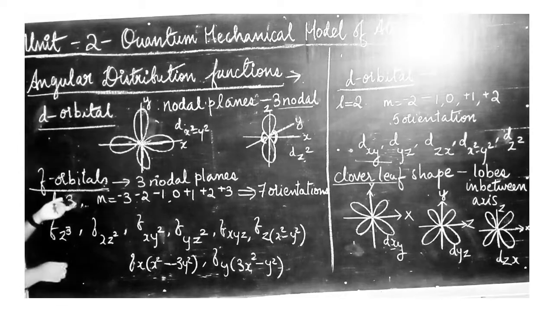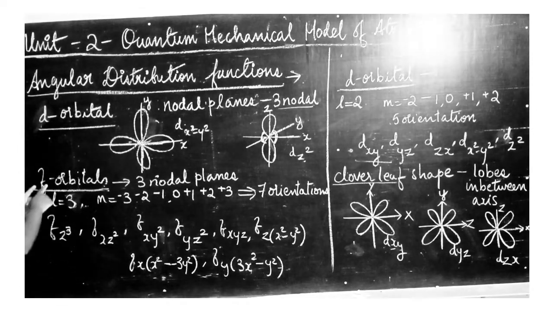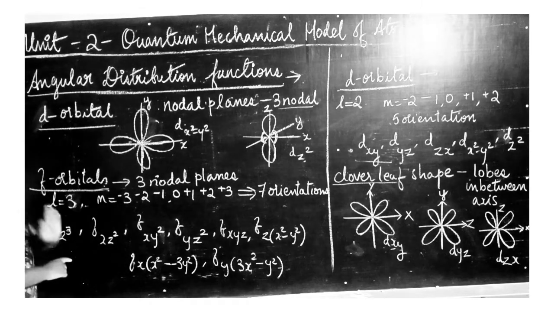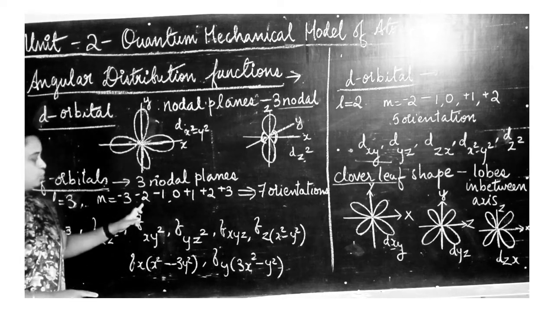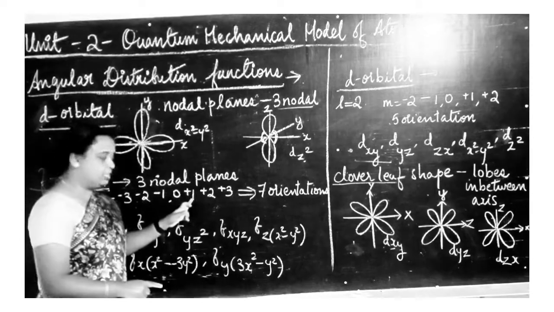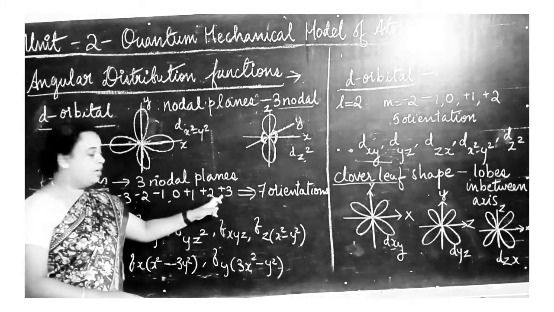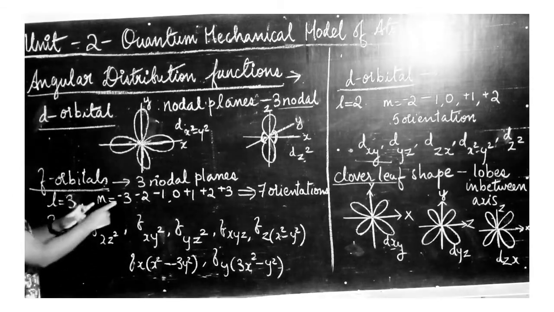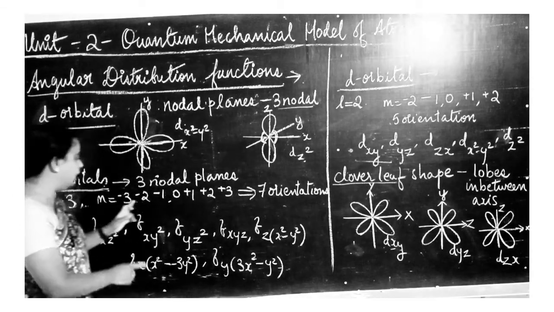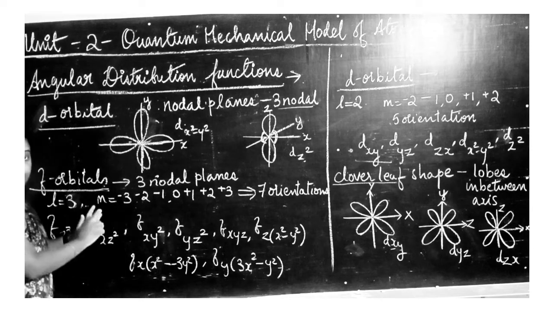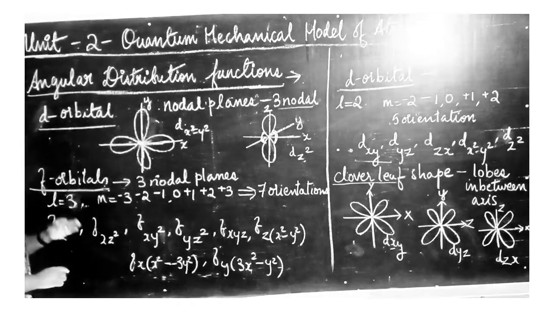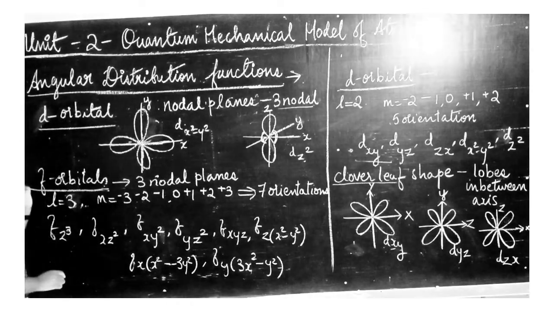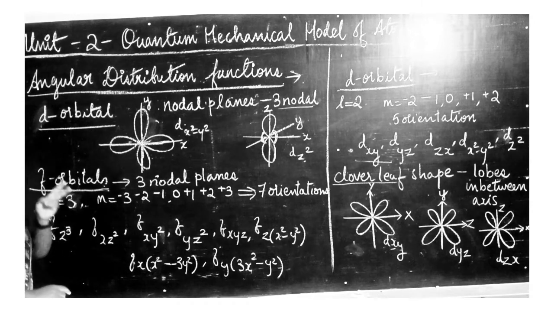Now to the f orbital. For the f orbital, the value of l is equal to 3. When the value of l is equal to 3, what will be the value of m? m will start from minus 3: minus 3, minus 2, minus 1, 0, plus 1, plus 2, plus 3. So these are the orientations. 1, 2, 3, 4, 5, 6, 7 orientations are seen in the case of f orbitals. Because there are 7 orientations, the f orbital has 7 suborbitals.